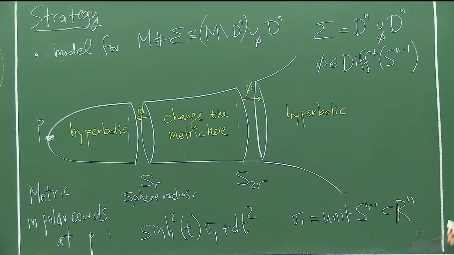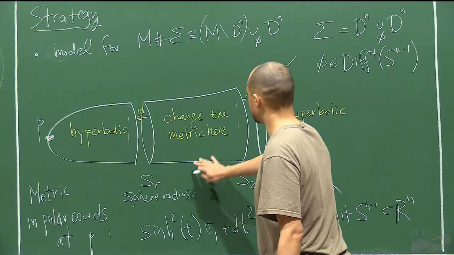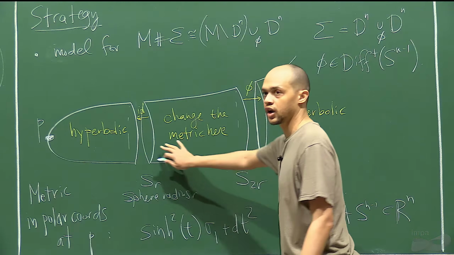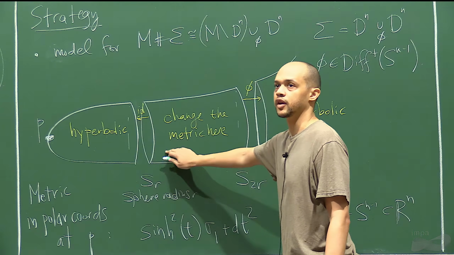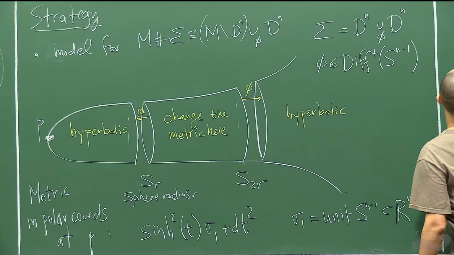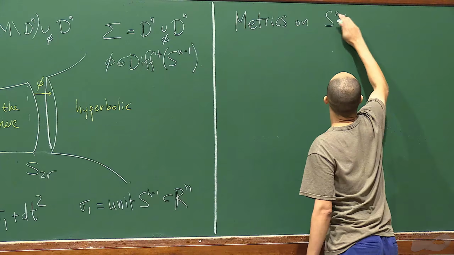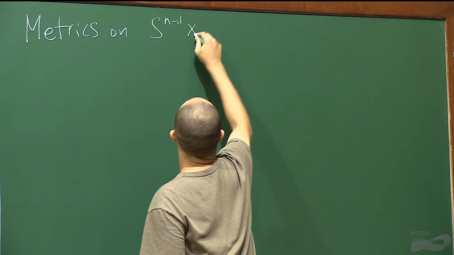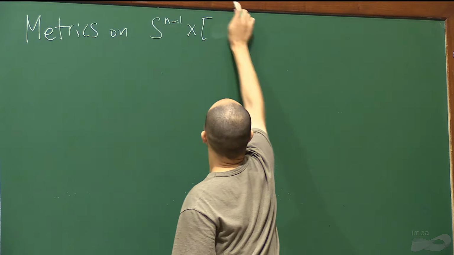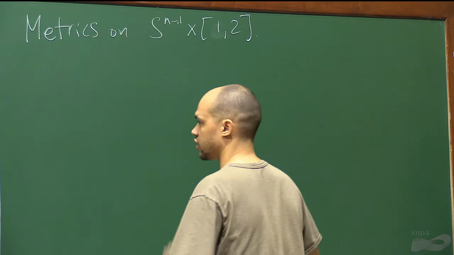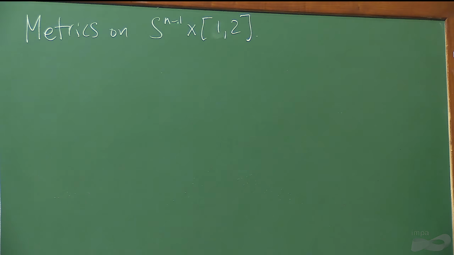All right, so this picture and this strategy ultimately is going to allow us to reduce to studying metrics just on an annulus here. So metrics on S^(n-1). It will be helpful to have a fixed annulus to work with. So let's just consider S^(n-1) times the interval [1, 2].